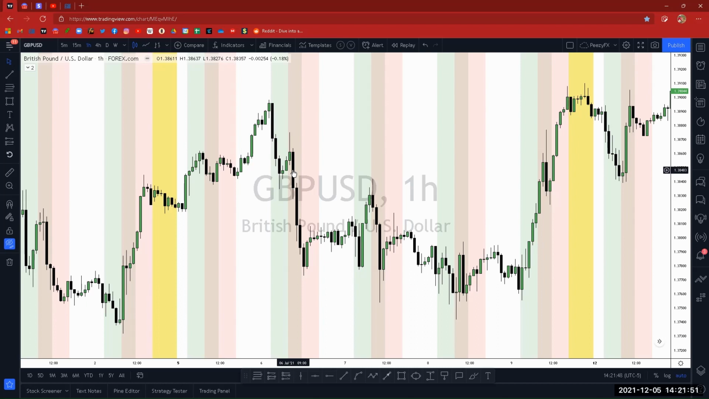Now, what type of fair value gap is it? This would be a SIBI fair value gap. And this, for example, would be a BISI, buy side imbalance, sell side inefficiency. And this would be a sell side fair value gap, sell side imbalance, buy side inefficiency.